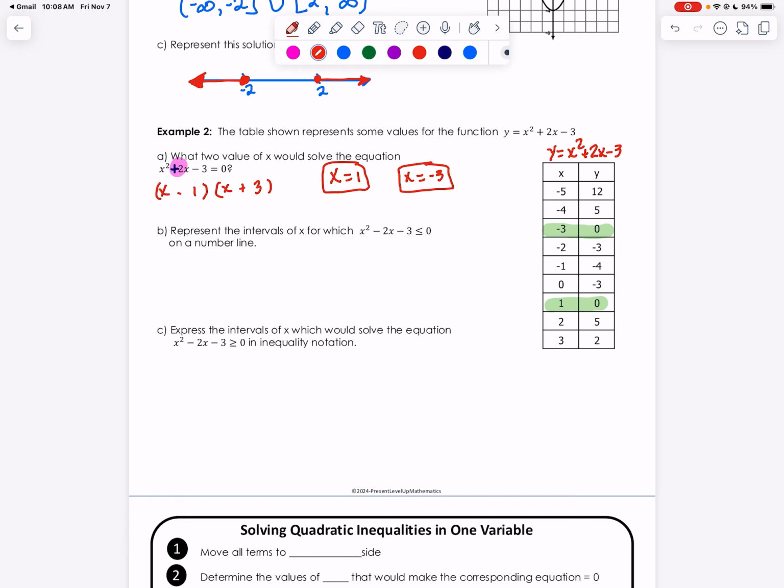Both of these values of x make the function equal to 0. So when x is negative 3, the function is equal to 0. And when x equals positive 1, the function is equal to 0.